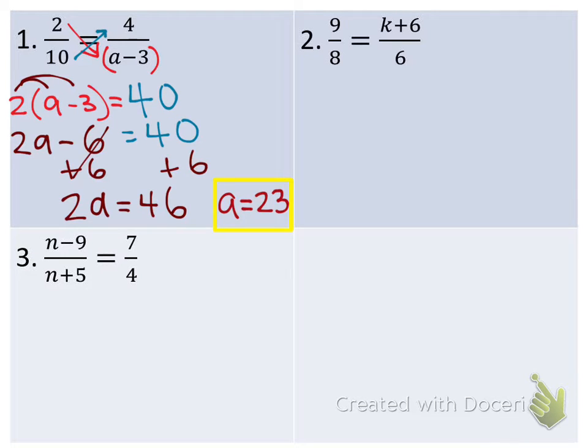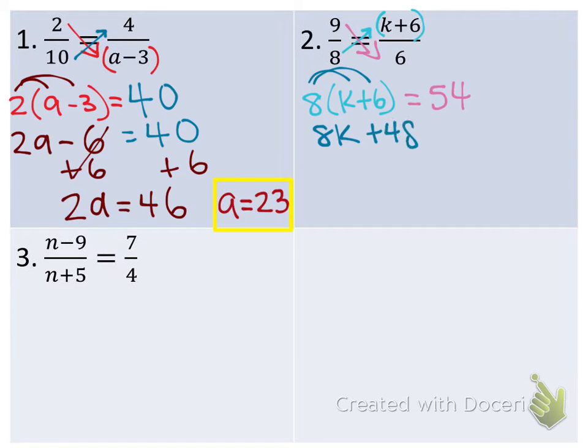All right, the second, we'll do the same thing. Do you want to do 9 first or 8 first? Doesn't really matter. 8 sounds good. So we're going to multiply 8 times k plus 6, and then multiply the other direction. 9 times 6, which is 54. So we have 8k plus 48.